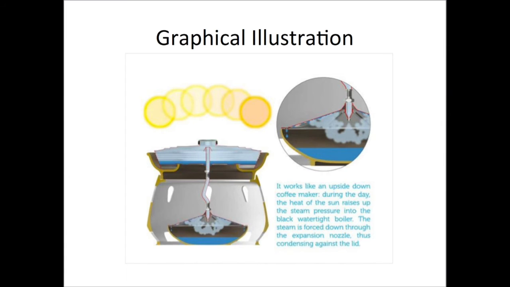It works like an upside-down coffee maker. During the day, the heat of the sun raises the steam pressure in the black boiler. The steam is forced through the expansion nozzle, thus condensing against the lid.